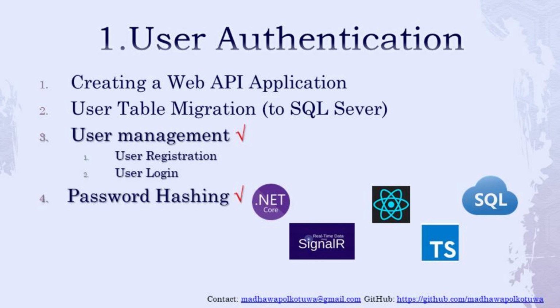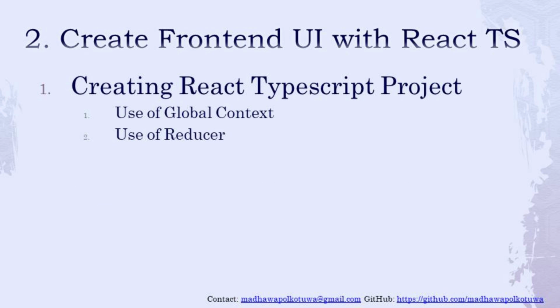Today, I discussed how to create the user controller endpoint, as well as password strength checks and password hashing. In the next video of this tutorial series, I will cover front-end development, creating a project using React with TypeScript. After setting up the basics, I'll delve into the use of global context and reducers in React.js. Please stay tuned with me throughout this series.